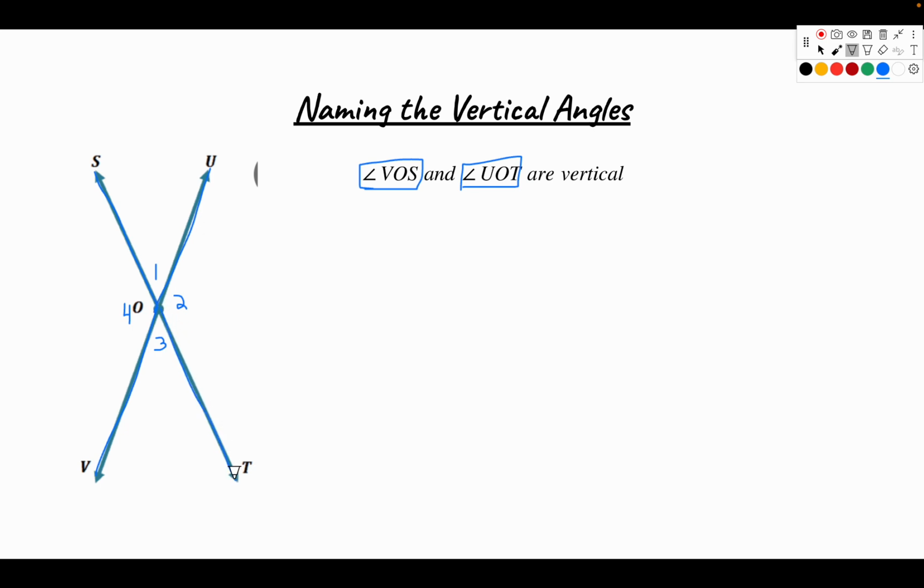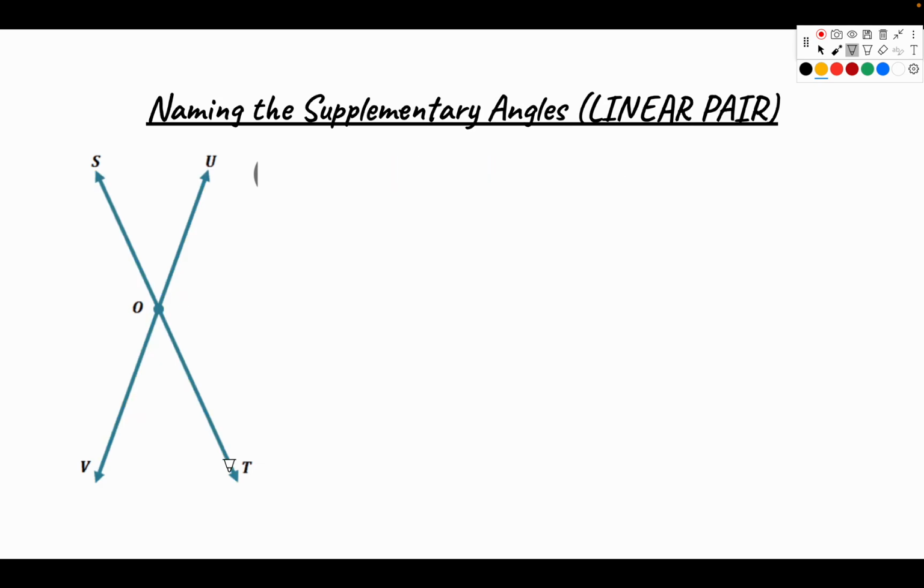And we could continue this. We could identify angles 1 and 3 using our letters that are formed from those. That would be angle SOU, and angle TOV. That's what's formed by angle 3. So when we don't have the numbers, you can place the numbers in there to help your brain, but we do need to identify them with the following letters.